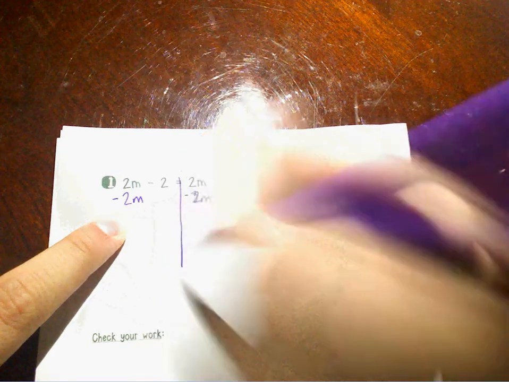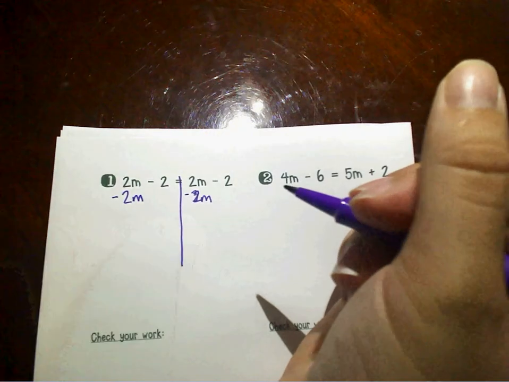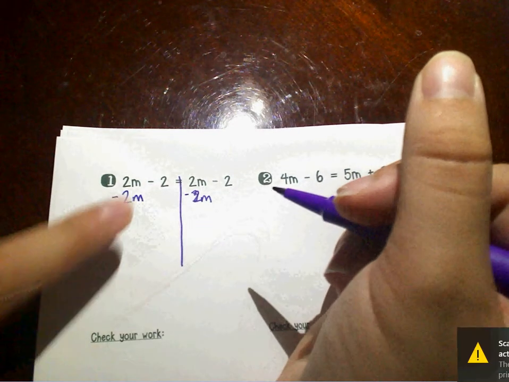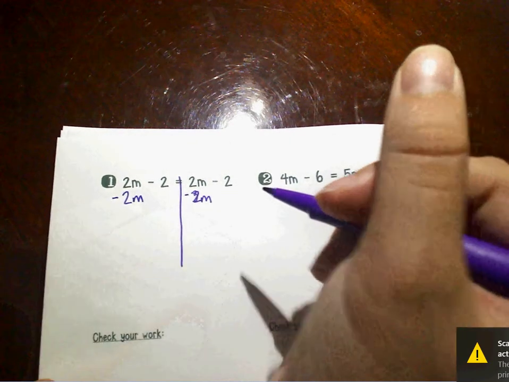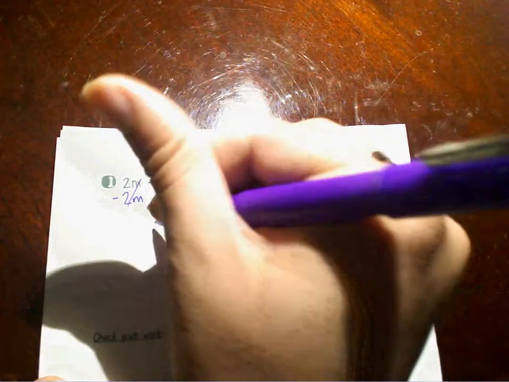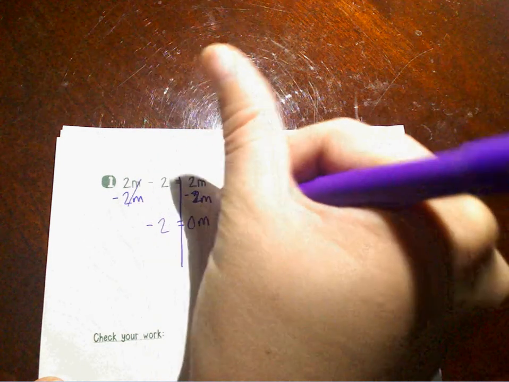Now you only have to subtract whatever you're moving once to the other side. You don't have to subtract it from every term. So I subtract 2m here, so I'm going to subtract 2m here. 2m minus 2m just gives us 0m. So we're left with negative 2 equals, again, we're just left with 0m, and then minus 2.